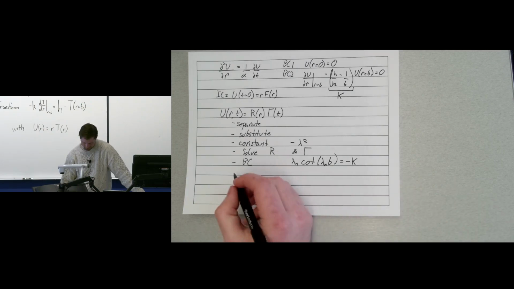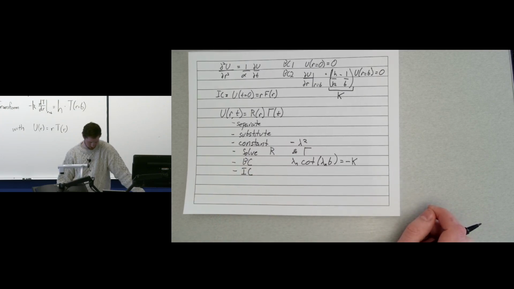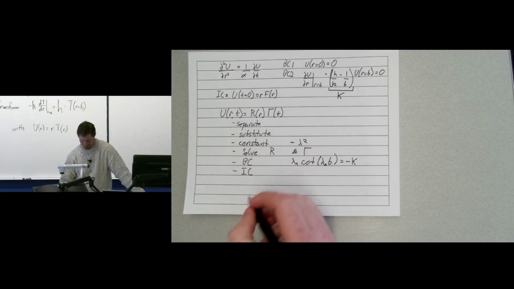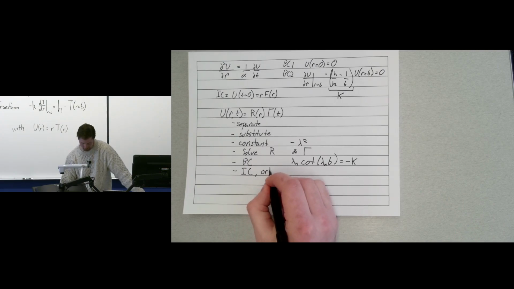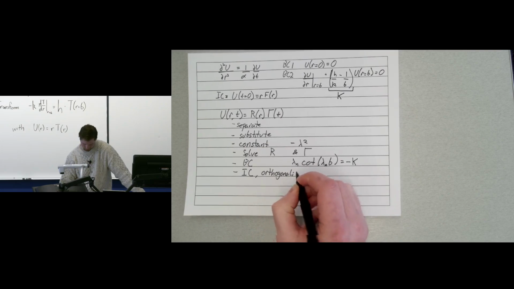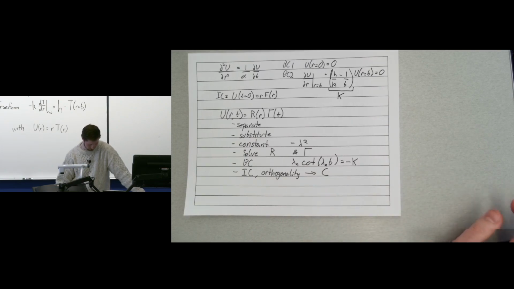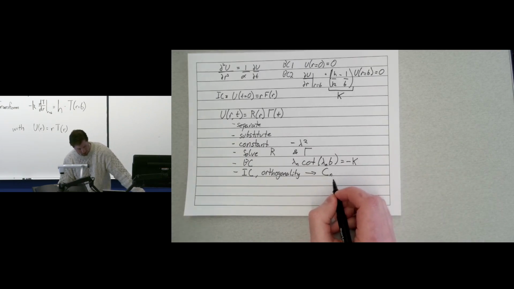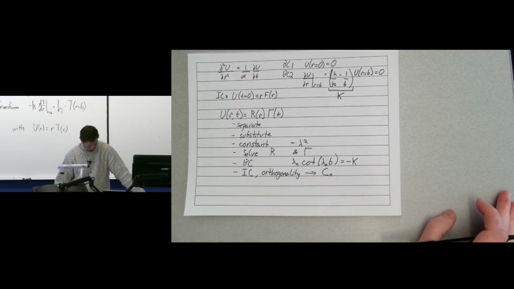Apply your initial condition. Initial condition, what does that give me? A function you can apply orthogonality to. Yes, and then I need to apply orthogonality and solve for Cn. And this is going to give me our Cn. Did any geniuses get Cn? Okay, I'm not going to write it down. That's a lot of work.